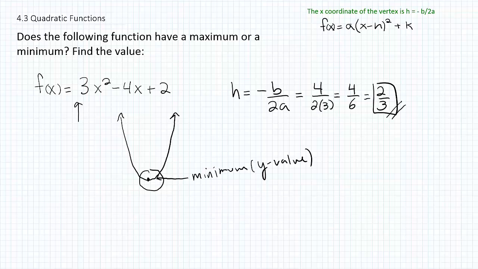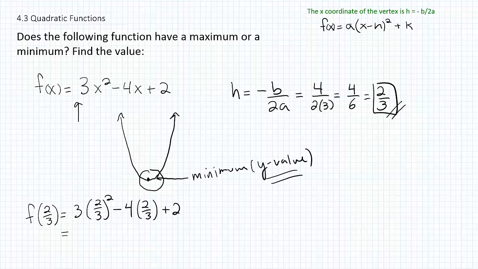Remember, that's not what we need though, because we need the y value. So in order to get the y value, all you have to do is take that answer 2/3 for the x value and plug it into the function. So basically we're looking for f of 2/3, right? So we will have 3 times (2/3) squared minus 4 times 2/3 plus 2. And from there, it's just a matter of cleaning things up a little bit.